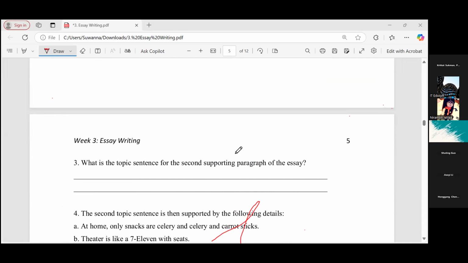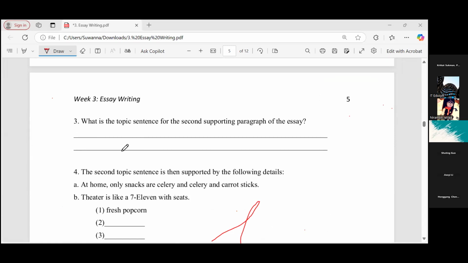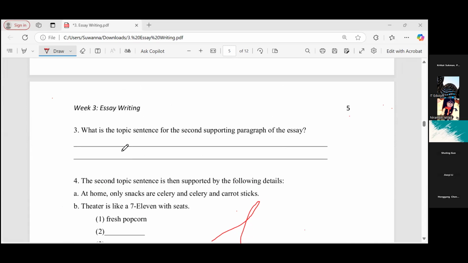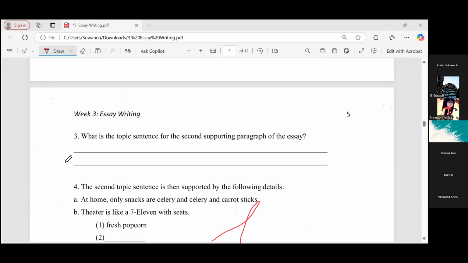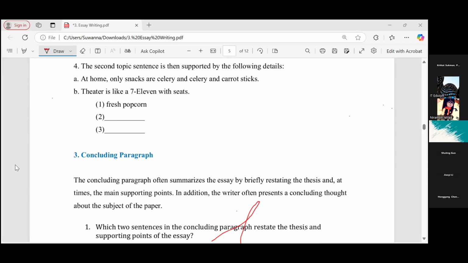Okay, guys, because we don't have much time, question number three and four, I leave this as your homework, okay? It's for your free time exercise, to check your understanding. And if you want to know the answer next time, you can ask me, right?